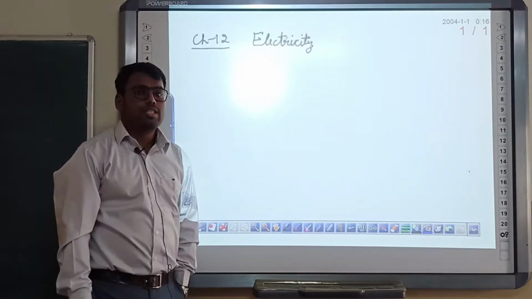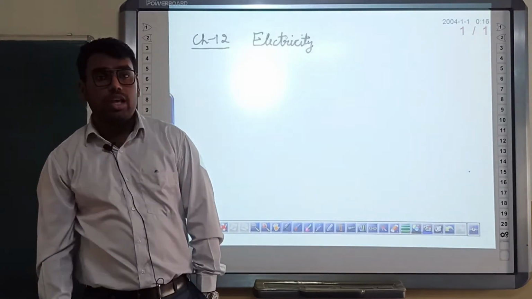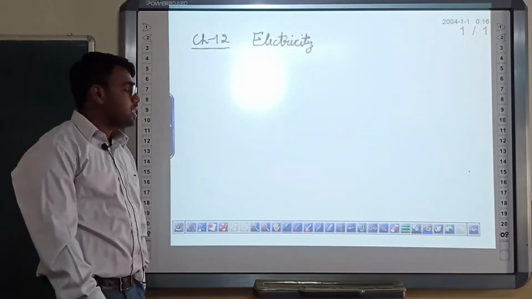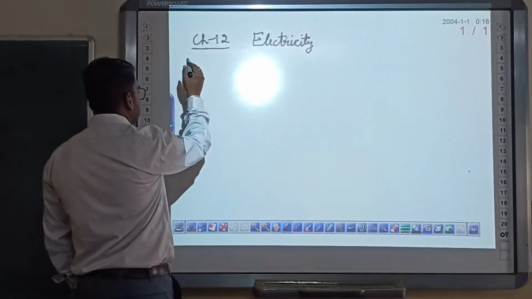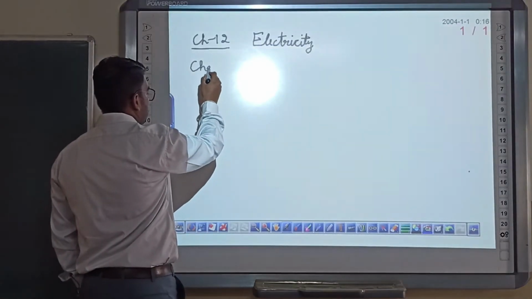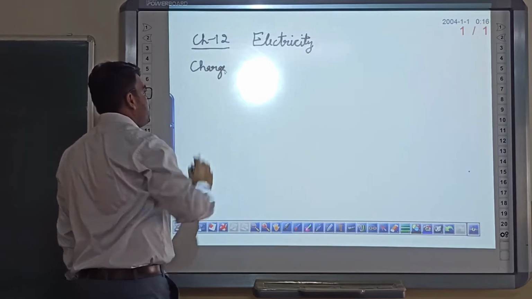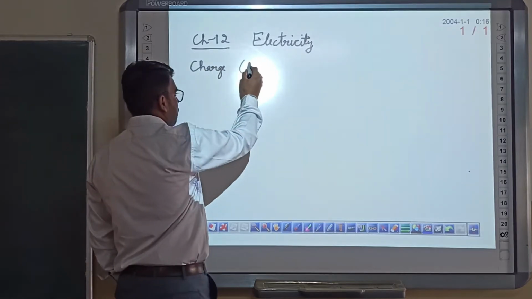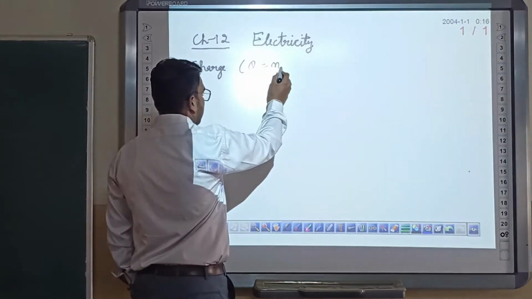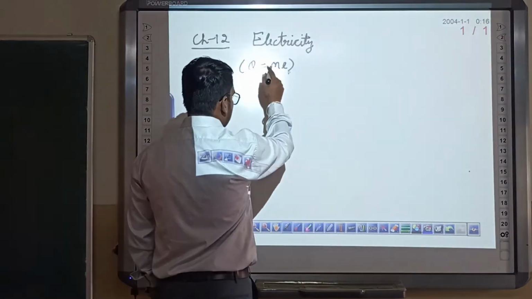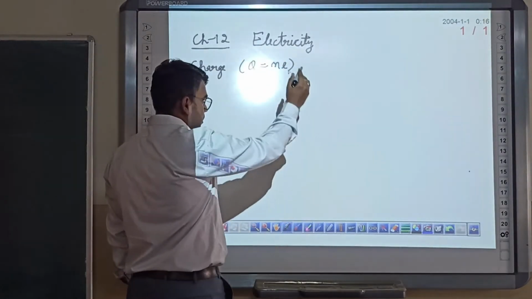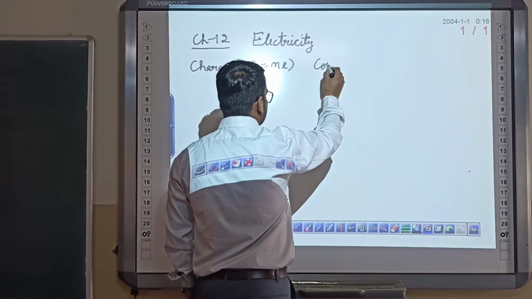In 10th class we have started chapter number 12, Electricity, and we have done some topics. Let us revise them. The first topic we discussed was charge. The symbol of charge is Q. The formula is Q equals NE. This can be positive or negative, and the unit is coulomb.